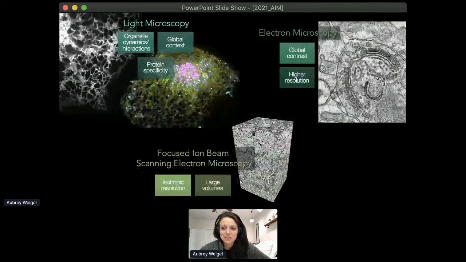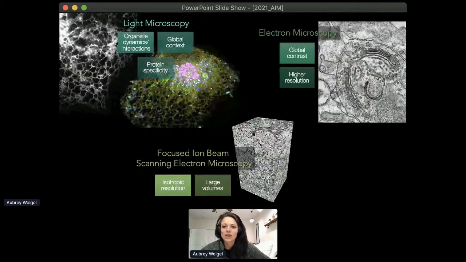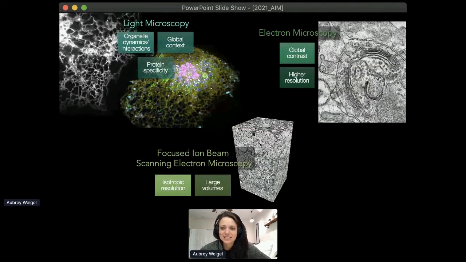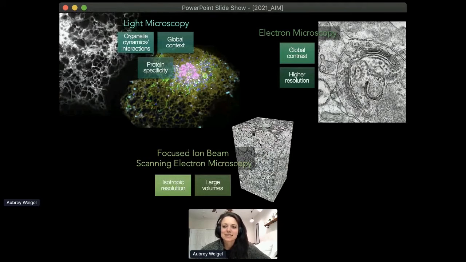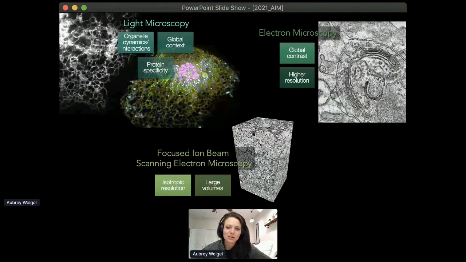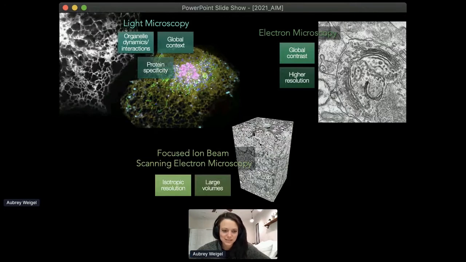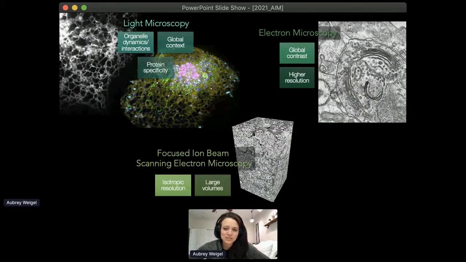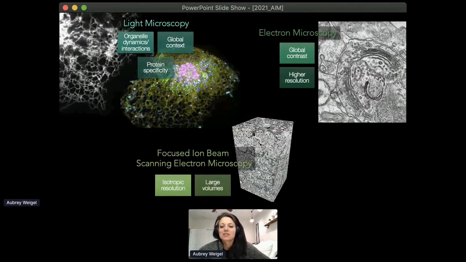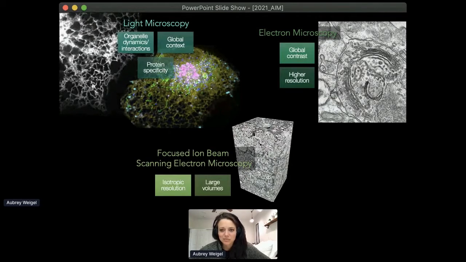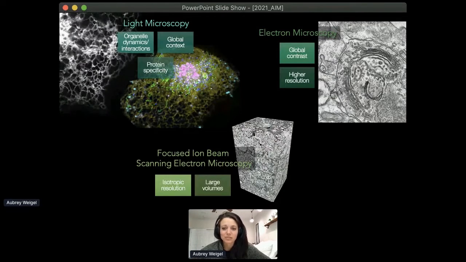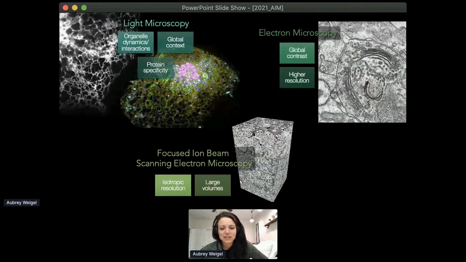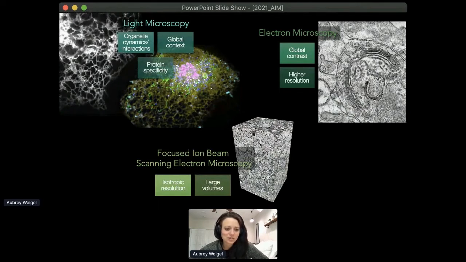Historically, light microscopy has brought us a long way in understanding organelles and their functions. The beauty of fluorescence microscopy is it grants us protein specificity. So it allows us to see all the dynamics and how they interact with each other with global context. So we can see all the organelles inside the entire cell. However, with light microscopy, we're limited by protein labels and the resolution. So as an alternative, electron microscopy has been a valuable tool that grants global contrast and higher resolution, but the traditional methods usually limit the volume to which we can investigate, and thus we lose context.